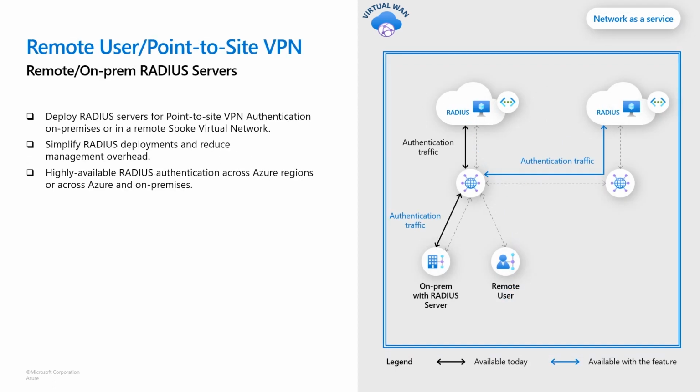On the remote user connectivity, or the point-to-site VPN, we now have the ability to support remote or on-prem RADIUS servers. So today, if you were to set up a RADIUS server, you would need to do it locally on the hub where your users are coming in. Today, if you had to support remote users, you would have to do it on the hubs where your users are connecting into. Now, with this remote and on-prem RADIUS server, you can enable multiple solutions where you no longer need the RADIUS server to be present in the local hubs.